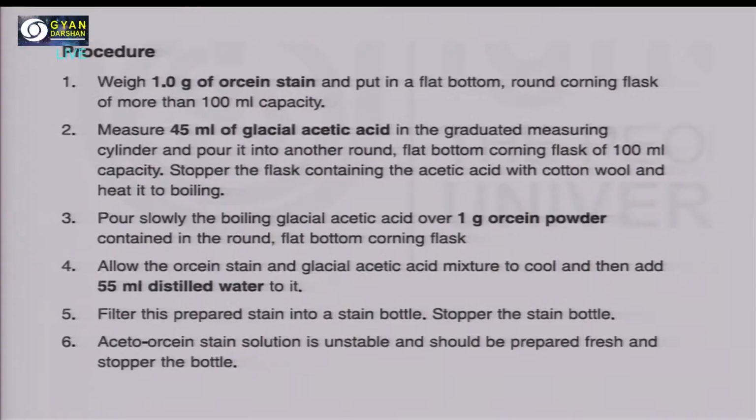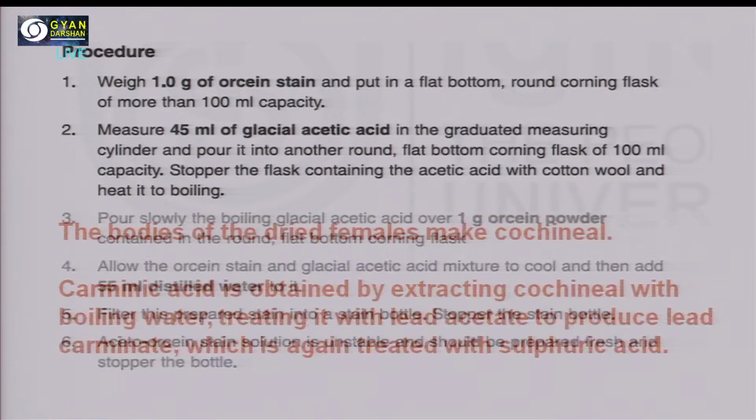That is, first you need to weigh the orcein powder, okay? Then you measure the glacial acetic acid, 45 ml of glacial acetic acid, and then you dissolve the orcein powder into it, heat it to the simmering point, then you add 55 ml water to it, filter it, and then store it in a bottle or anywhere you can store it, okay?